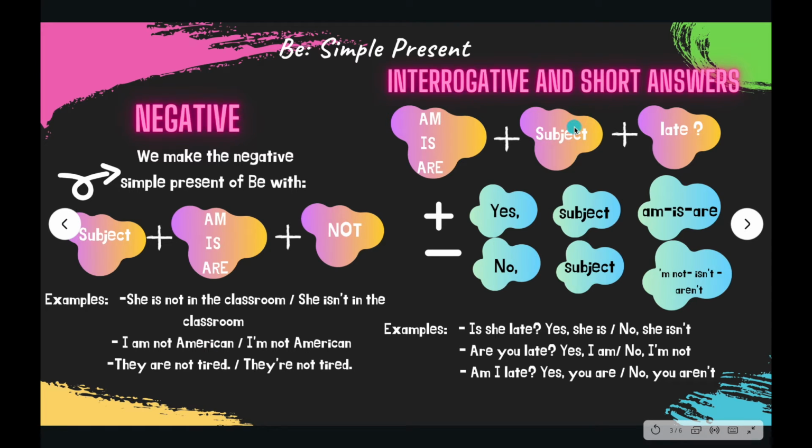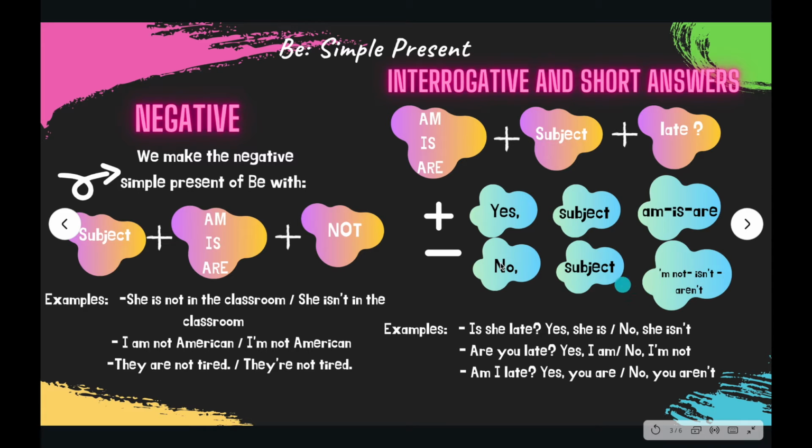Let's talk a little bit about interrogative and short answers. And here we are going to talk about how we can form a question. For that, we're going to start with the words am, is, and are. Then you're going to continue with the subject. And finally, in this opportunity, a complement. And finally, the question mark. Then we're going to focus on the examples. And here you have the two possible short answers. A positive one: yes, subject, is, and are. And no, that is a negative answer: no, subject, I'm not, isn't, and aren't.